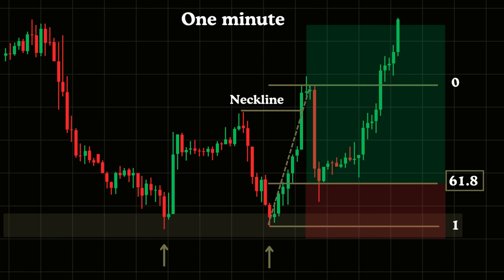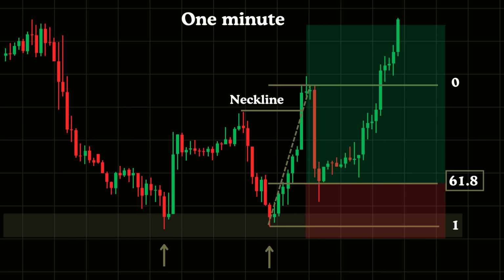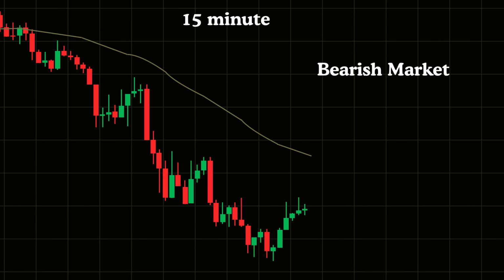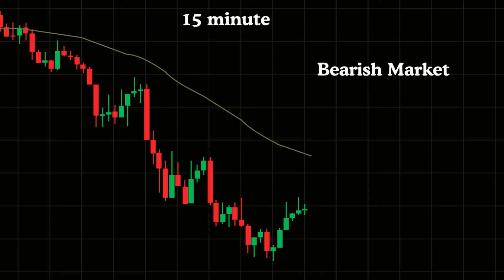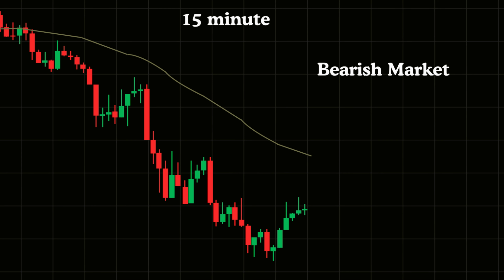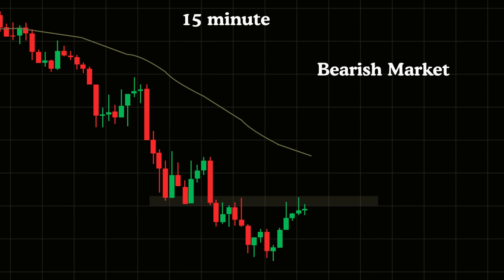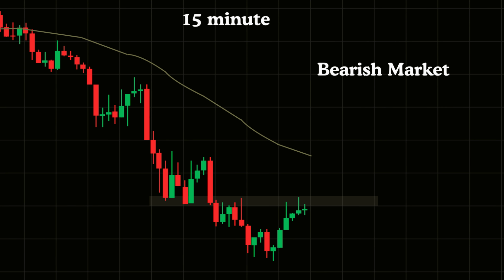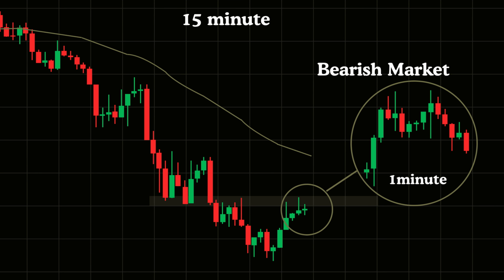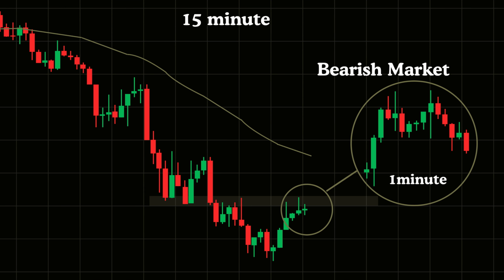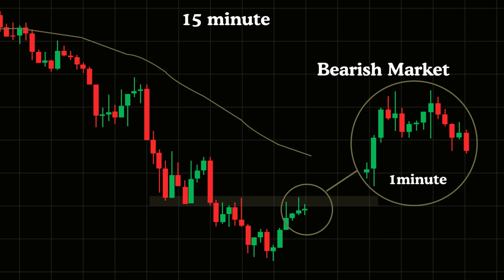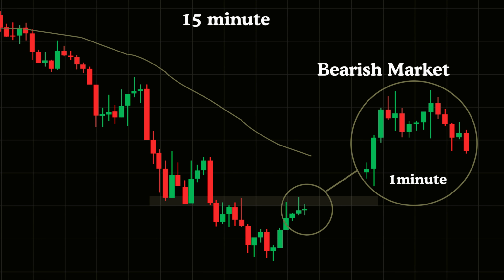Everything discussed also applies to bearish markets, so let's briefly summarize this plan in a bearish scenario. First, on the 15-minute chart, we need to see the price moving below the 50 EMA. This confirms a bearish direction, meaning we can start looking for short setups. Next, we highlight the most recent supply zone that could potentially reject price and drive it downward. Once the price reaches this area, we shift to the 1-minute chart to identify an entry for a short position. All we're looking for is a double top reversal pattern, signaling that the short-term bullish move is likely ending and price may continue lower.